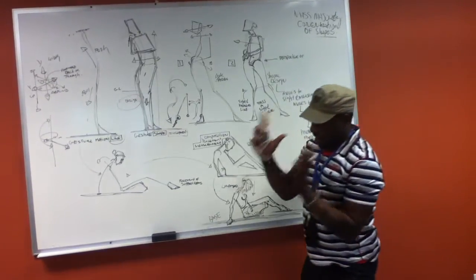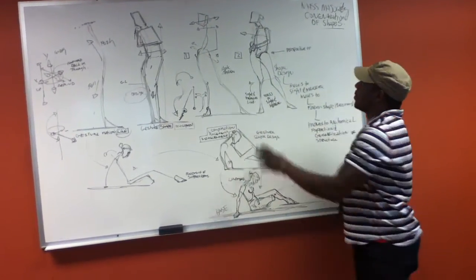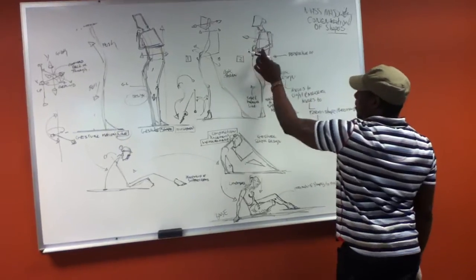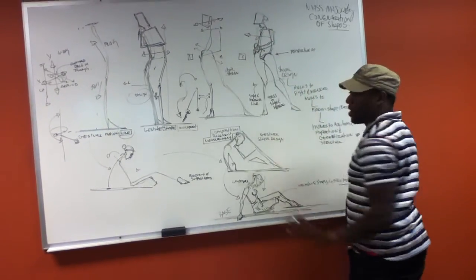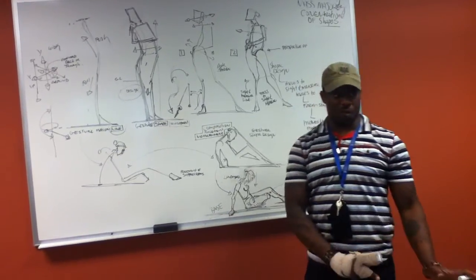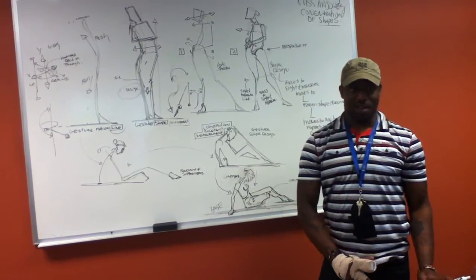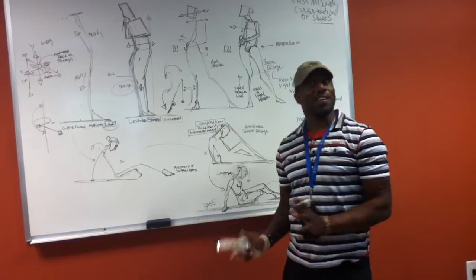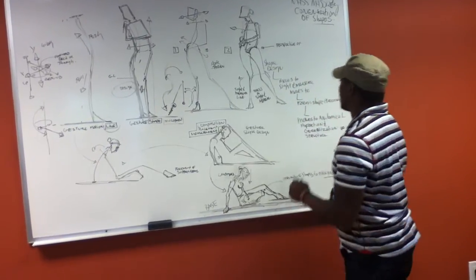Mass majority as a concentration of shapes. So as you see, I have to get first her twist. So it's training you to sit and watch what is important first, not what is nice to look at. What's important first?